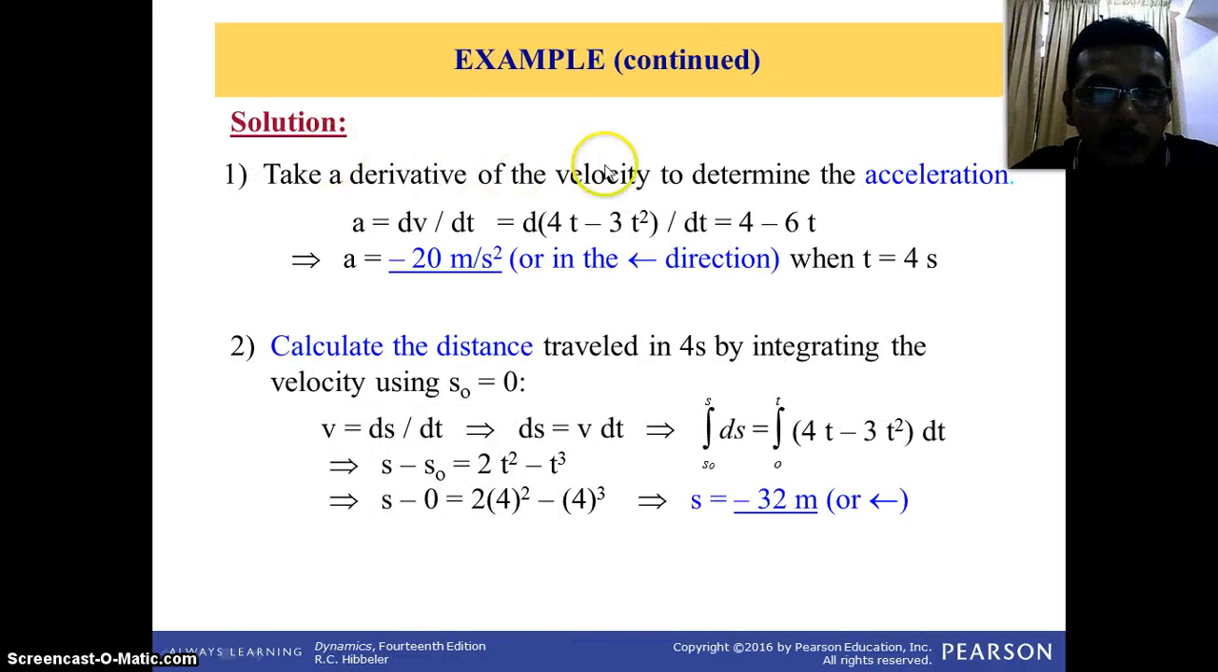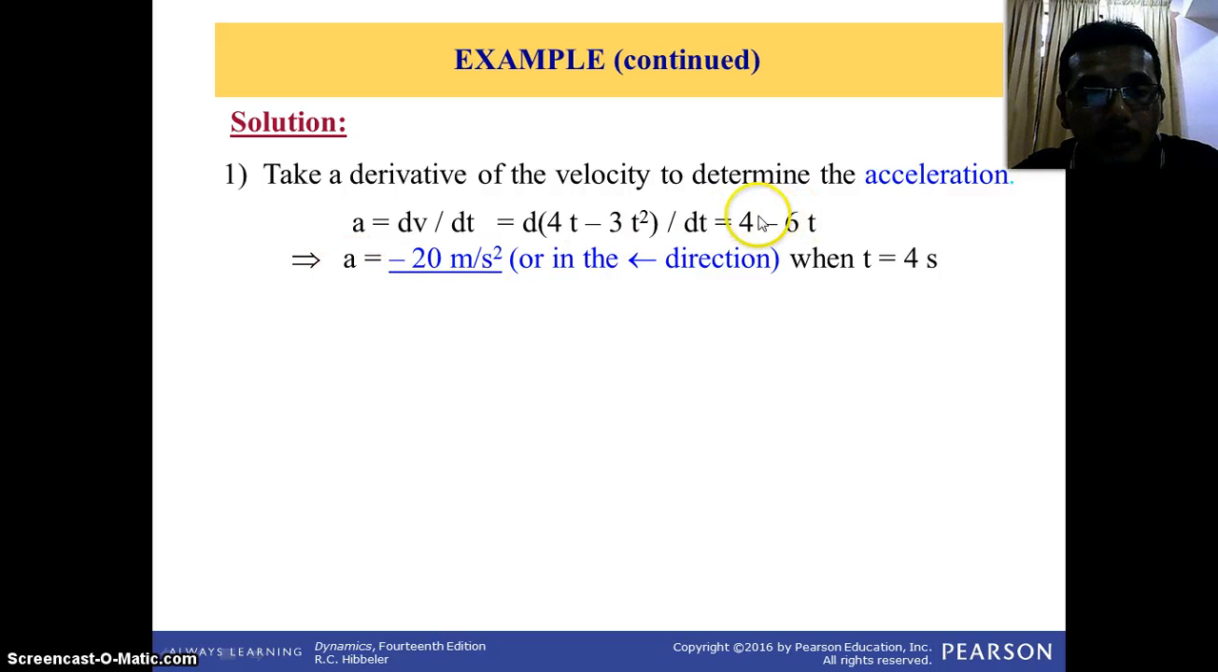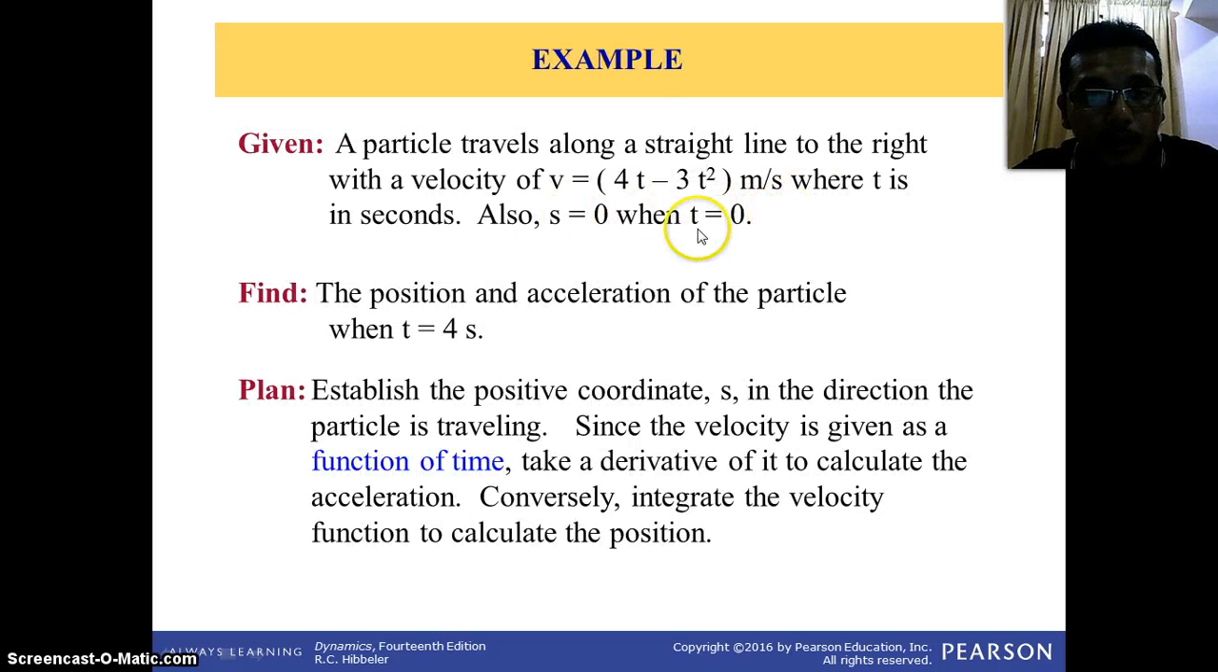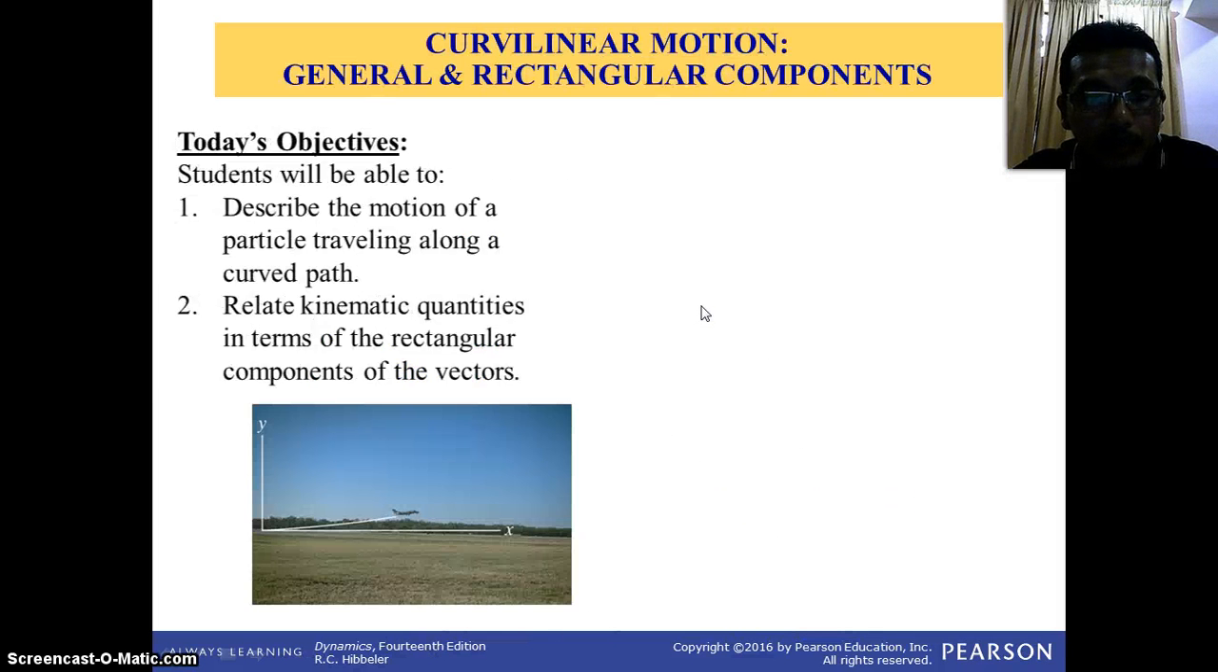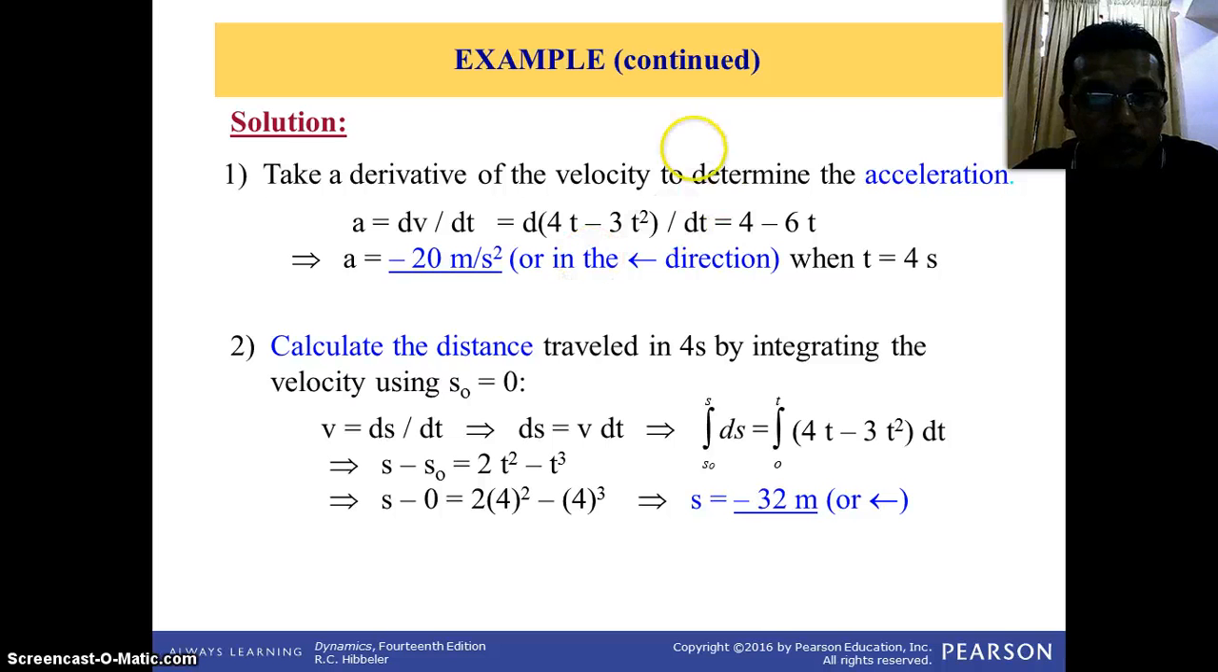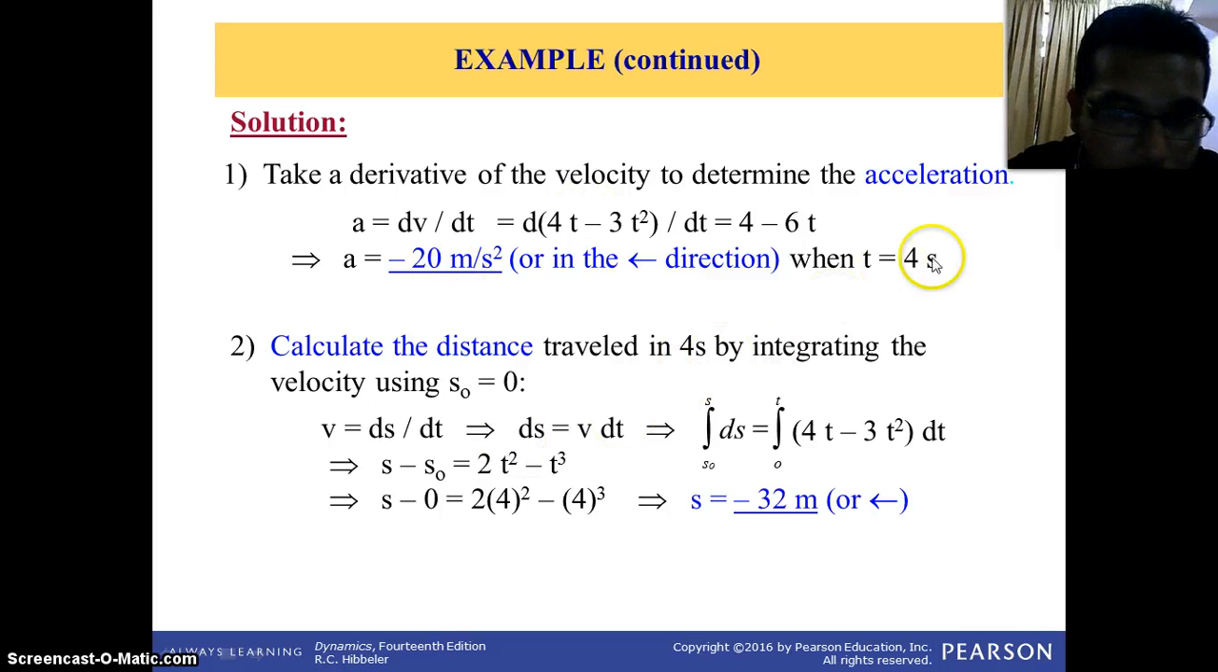We take the derivative of velocity to determine the acceleration. a is dv over dt, and v is 40 minus 3t squared. Differentiating with respect to t, we get minus 6t. Then a is found by substituting t equal to 4 seconds, so minus 6 multiplied by 4, giving minus 24 meters per second squared, in the direction to the left when t is 4 seconds.